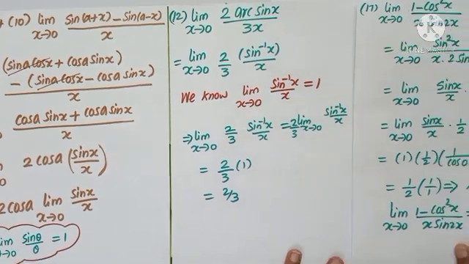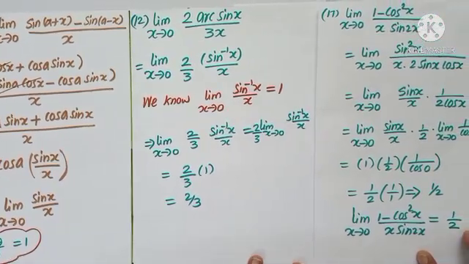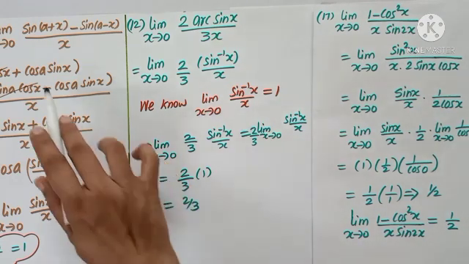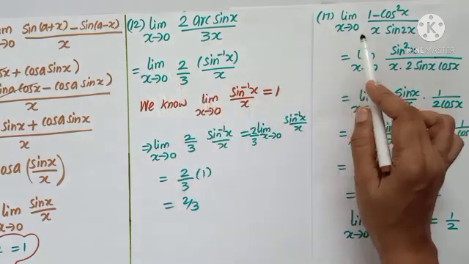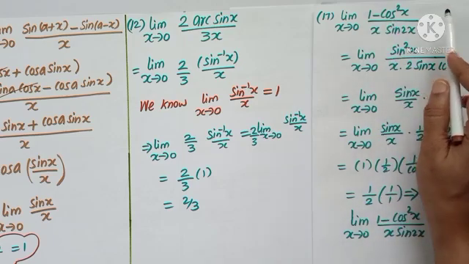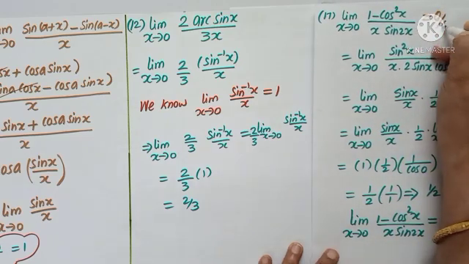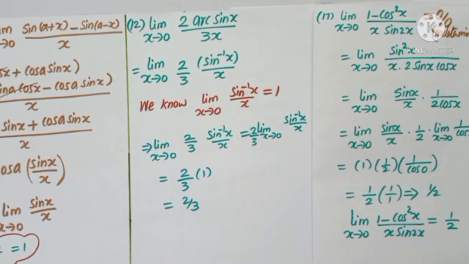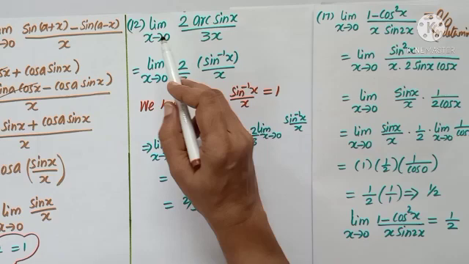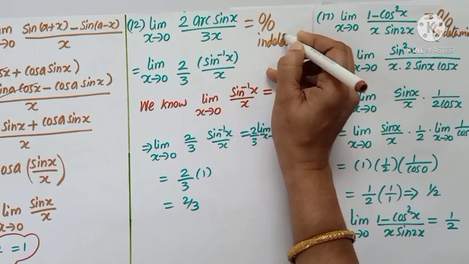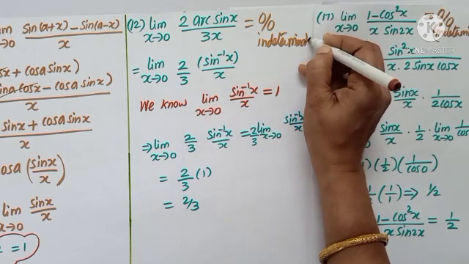Question number 17. Limit x tends to 0, (1 minus cos square x) by (x into sin 2x). In all these questions, if I just put the limit value, I get 1 minus cos 0, that is 1 minus 1, 0 by 0 pattern, which I will call indeterminate. And so, I need to reduce using algebra or trigonometry. Here also, if I put 0, I get 0 by 0. So, in all these cases, we arrive at indeterminate type.